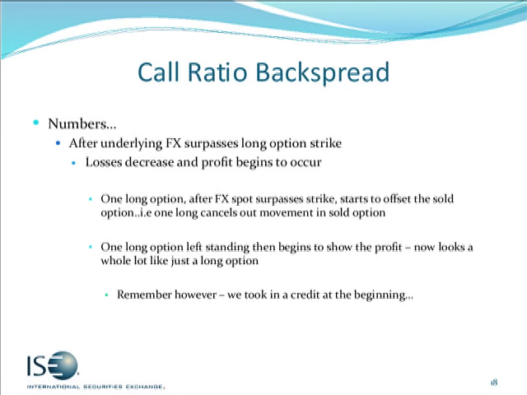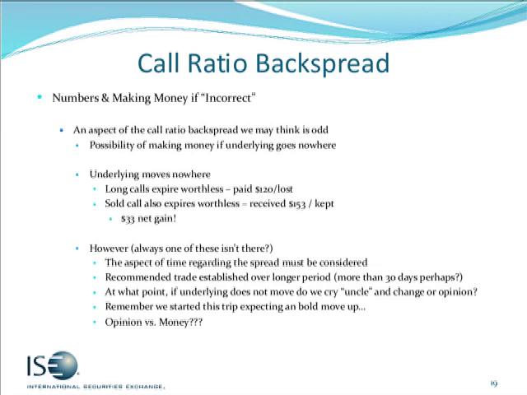But you need to remember, we took a credit. And that is one of the differences in looking at a ratio backspread when you're extremely bullish on the underlying. With a long option, you do have a little bit of an alternative in it. So the numbers in making money are correct. That's an aspect of the call ratio backspread which we may think is odd, I certainly do: the possibility of losing money even when the underlying goes up, and of making money.